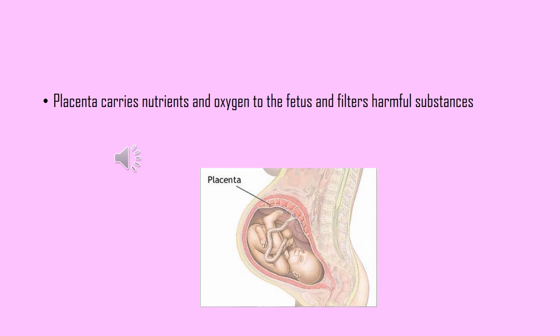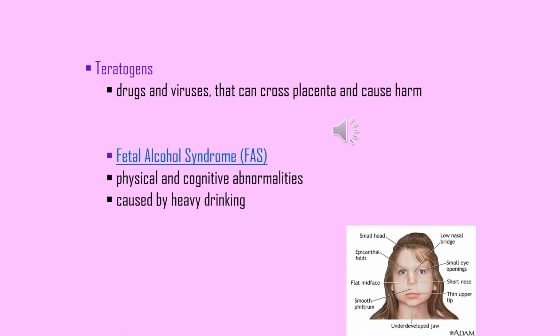The placenta is the lifeline for the baby. It is an organ that is attached to the top of the uterus and provides the fetus with nutrients and oxygen from the mother. The placenta is also supposed to filter out harmful substances and keep the baby safe. Sadly, there are many things that can cross the placenta and harm the child. We call these agents teratogens. They could be drugs, both illegal or over-the-counter medications. These medications can cross over and cause physical or cognitive damage to the developing fetus.